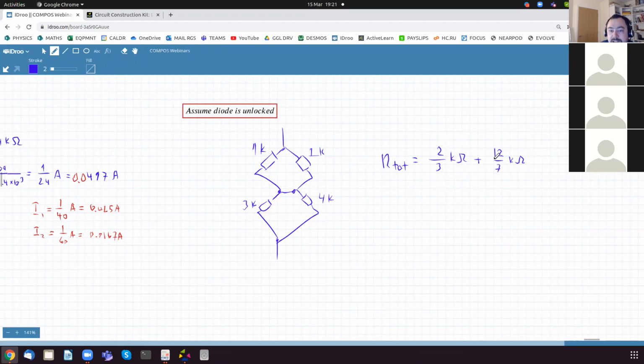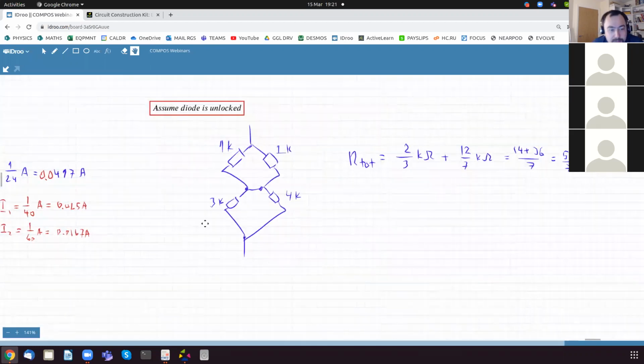So that's 14 plus 36 sevenths. That is 57 kilo ohms. 57 kilo ohms.